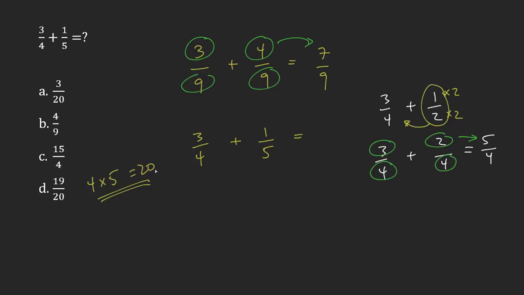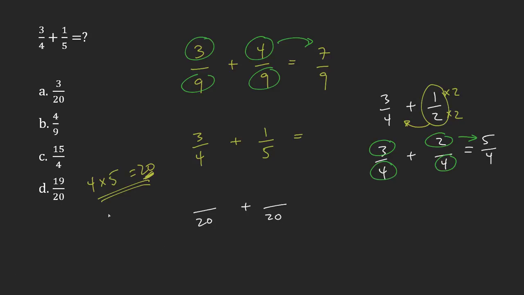For example, how many times does 4 go into 20? Well, it goes in 5 times. How many times does 5 go into 20? It goes in 4 times. Of course it does, because I just did 4 times 5 to get 20. So both of those numbers will go in a nice even way. So I'm going to change this to being over 20 and over 20.